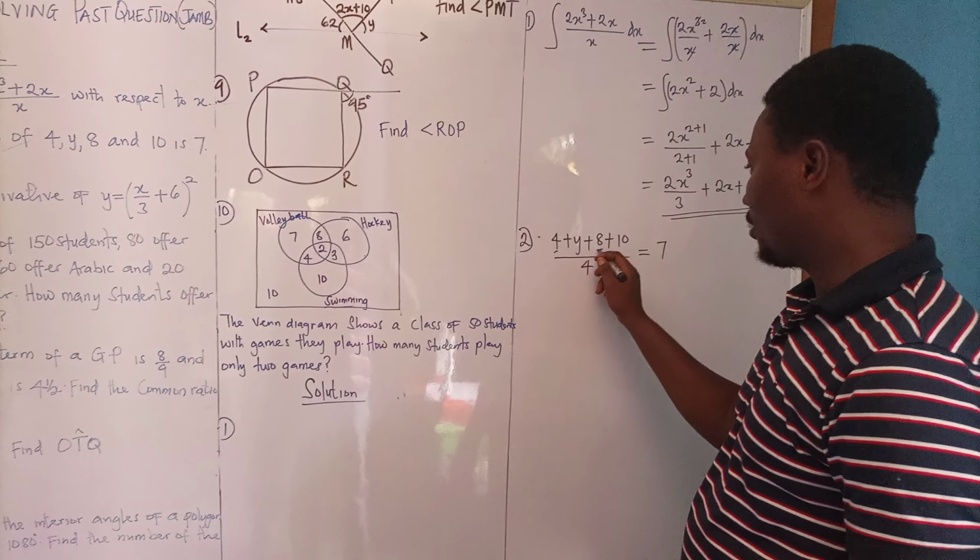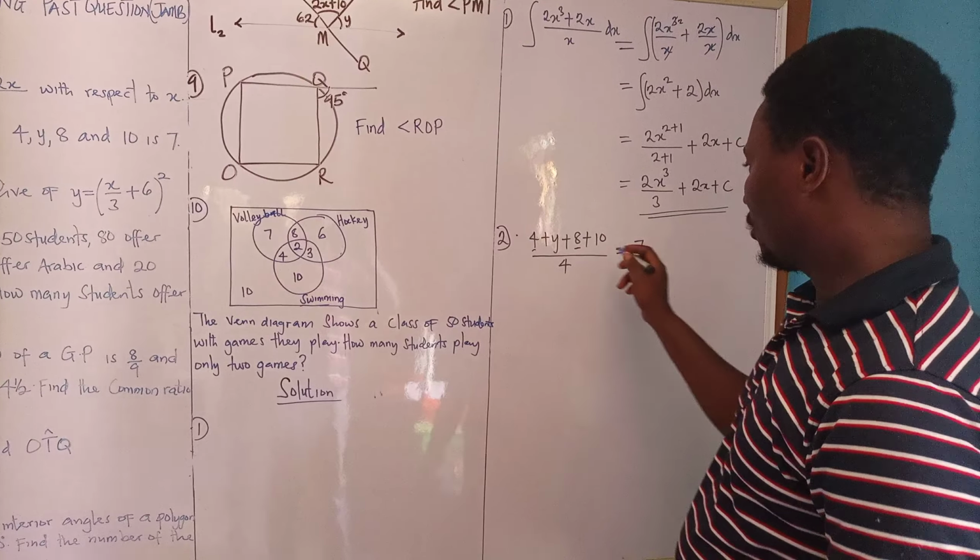Then in this case, we can simplify this further. We have 4 plus 8 to be 12, 12 plus 10 to be 22. That is 22 plus y all over 4 equals 7. You can cross multiply. So you have 22 plus y equals 28. Then making y the subject, you have y to be 28 minus 22. Then in that case, y is equal to 6. So that is that on that. Moving to question 3.